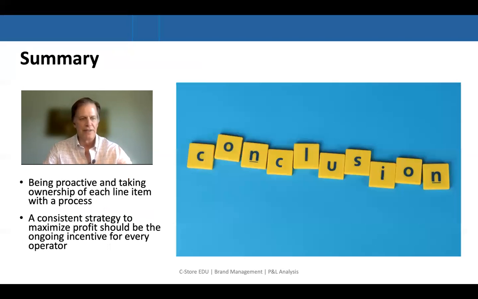Being proactive and taking ownership on a line by line basis is a great way to take a look at your P&L. Do it monthly, do it quarterly, do it every 6 months, whatever your cadence is. Make sure you have a consistent approach to maintaining the integrity of your P&L, budget versus actual.